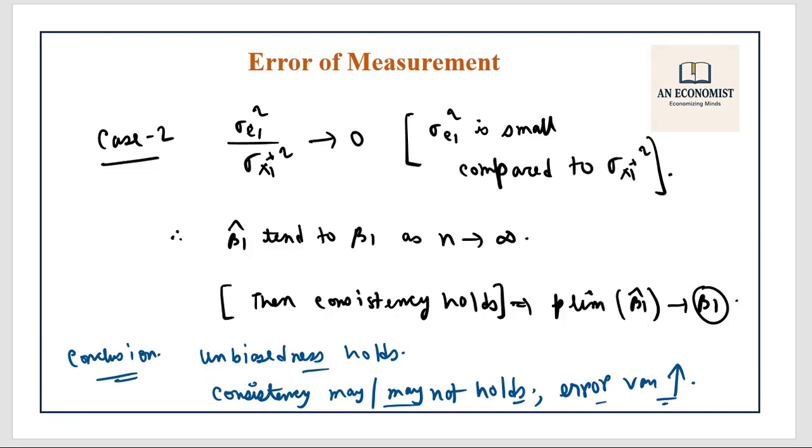Now, if this consistency is not holding, then what could be the remedy? Remedy could be usage of instrumental variables, that we will see in our future videos. Instrumental variables, simultaneous equation bias, all these are different topics that we will do in some other video. As of now, let me summarize everything that we have done.